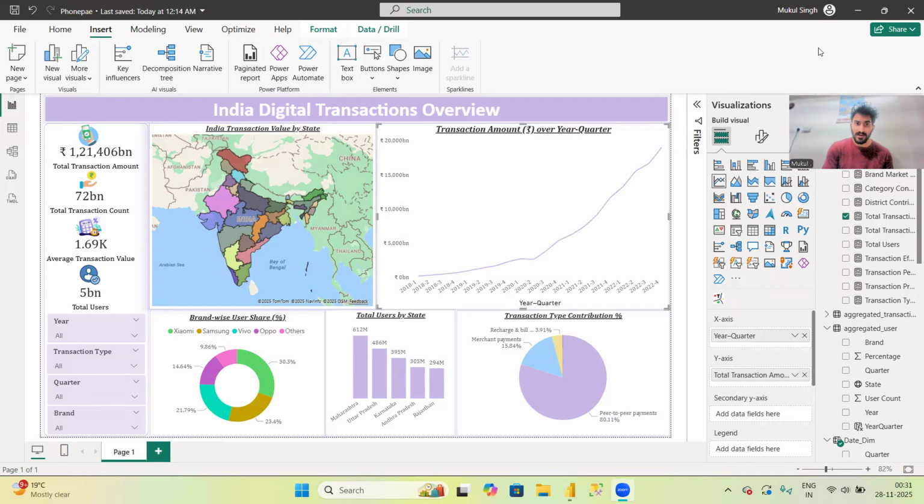Hello, I'm Mukul. I did a project on India Digital Transaction Overview that is based on PhonePe Pulse.